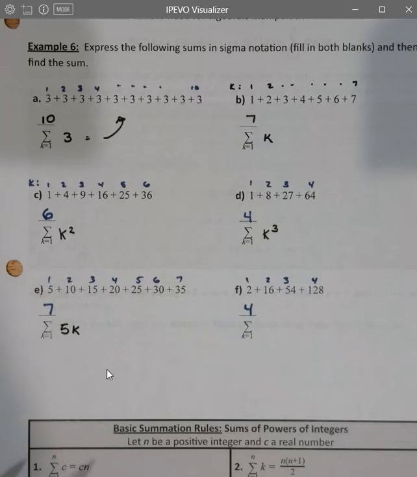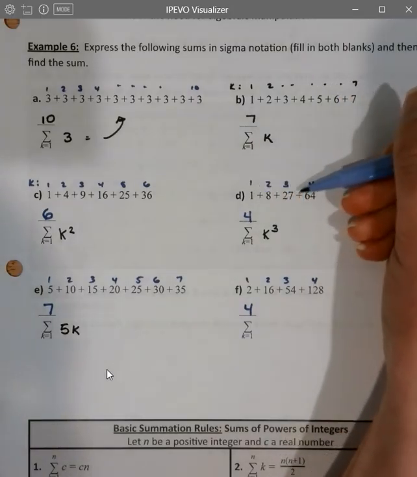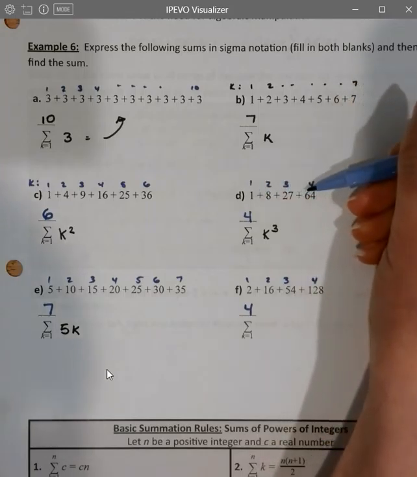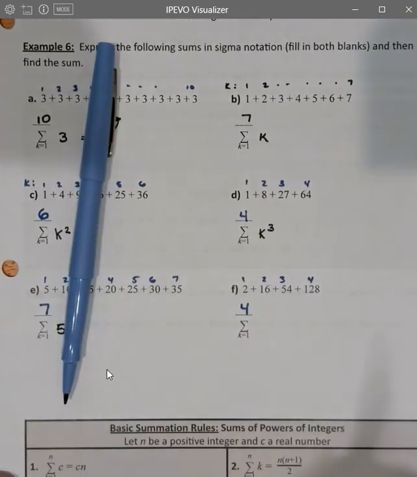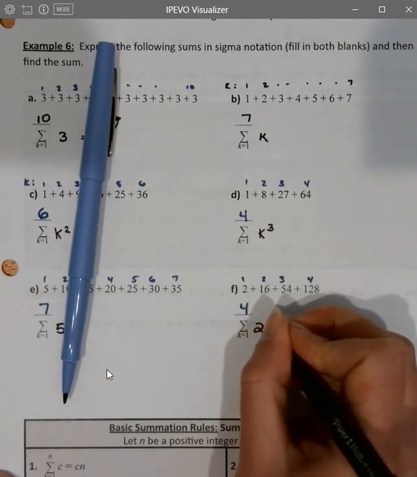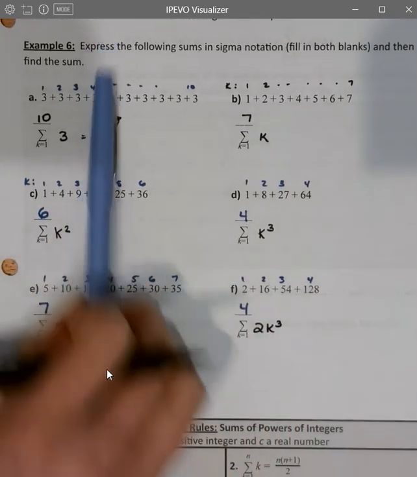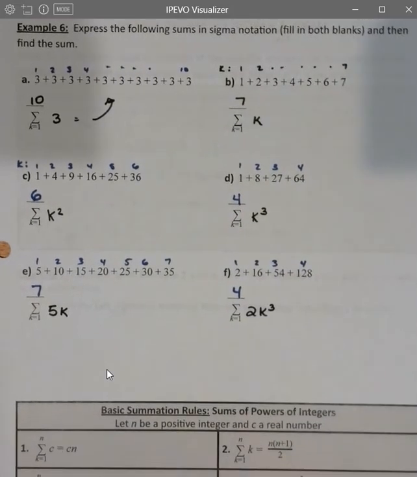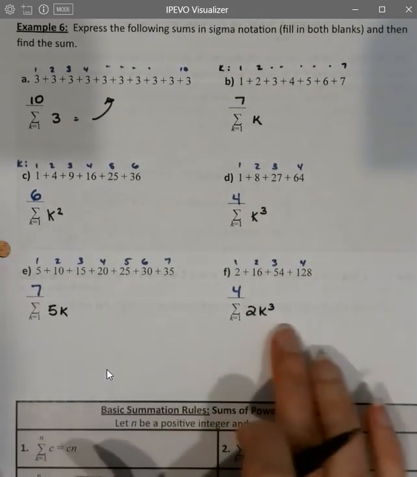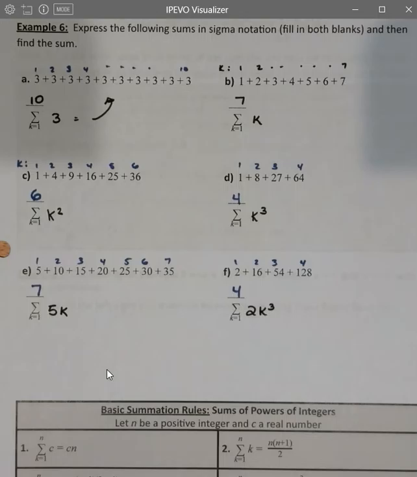I think it is growing in a cubic type pattern. Notice that if I have my cubes, they are similar, but if I doubled them, boom, I have my cubes. So this is a pattern of 2 times k cubed. It's not just k cubed. If there's a constant multiple or even an addend, it gets even trickier to find those patterns. So that's something that you'll practice as you continue into Calc 2 as well. So there we go. Our pattern for that one is 2k cubed.